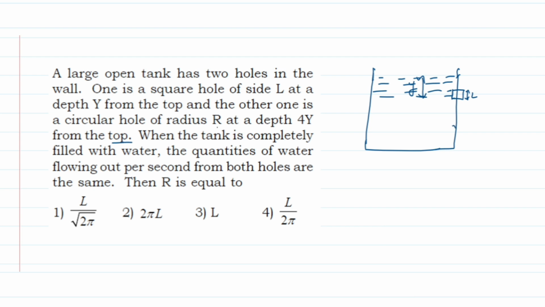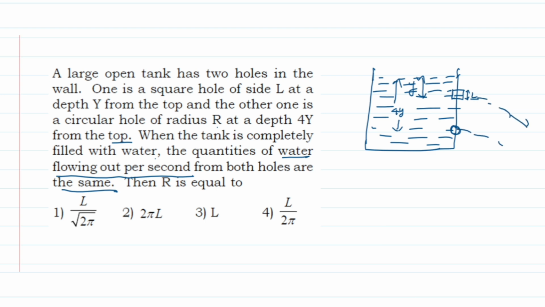Here one more hole is given, a circular hole, at a distance of 4y from the top. When the tank is completely filled with water, the quantities of water flowing out per second from both the holes are the same. The quantity of water coming outside from both holes will be the same. Then they are asking for the value of R, the radius of this hole.